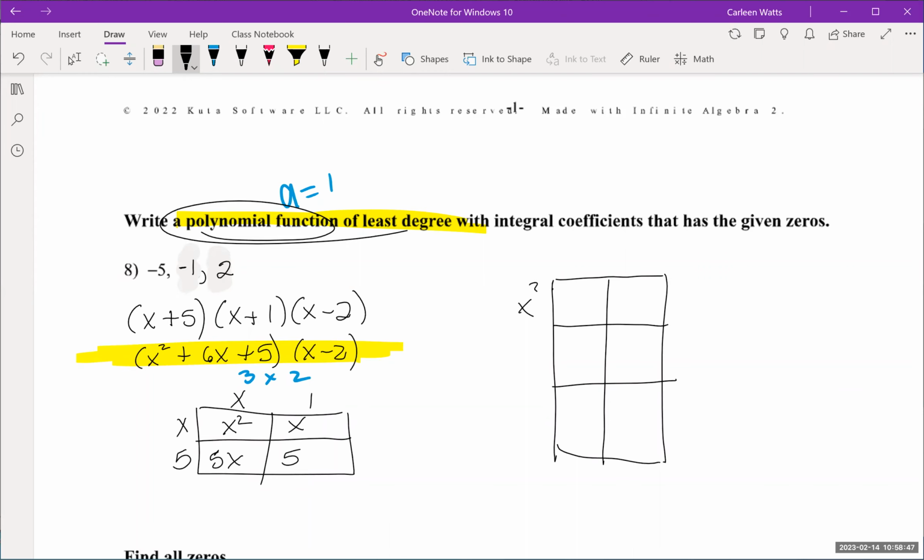So I have x squared plus 6x plus 5. Notice, outside edge of the box, right? Don't put those inside. We are multiplying. When we multiply things, we put them on the outside edge. X squared plus 6x plus 5 times x minus 2. Okay, multiply. X cubed minus 2x squared.